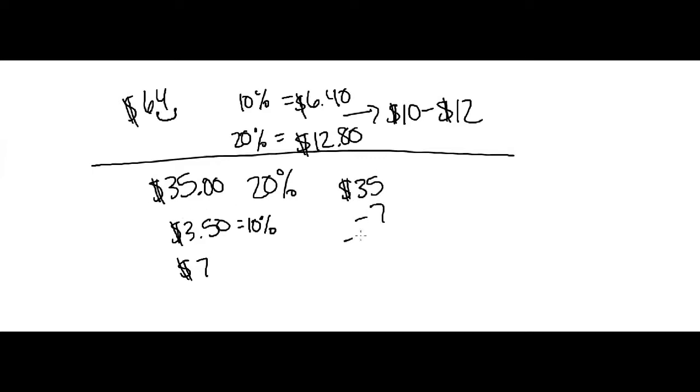So all you're going to do is subtract $7 from your original amount. 35 minus 7 is equal to $28. And that is going to roughly be your total. Of course, you'll have tax added at the end, et cetera, but that is a good estimate.